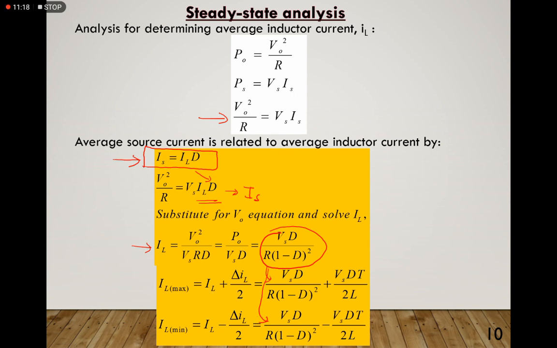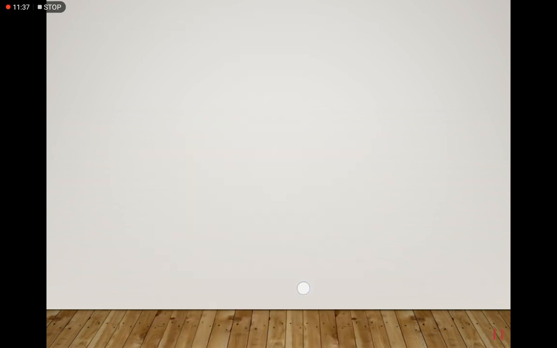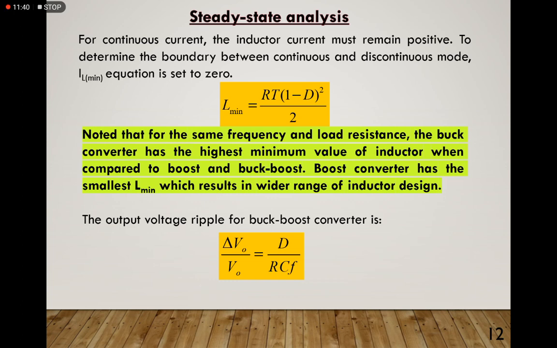For delta IL, I'm using delta IL equals Vs dt over L, which refers to delta IL when your switch is on, and substitute inside the IL equation. Once you get this equation, you'll be able to find the equation for the passive components, which are the value of your inductor and the value of your capacitor.